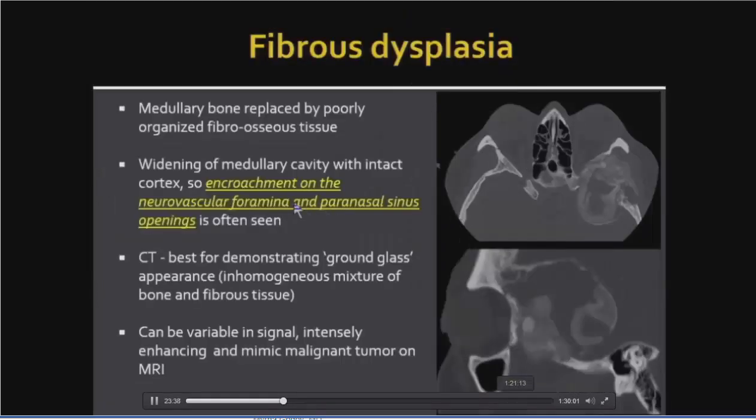And when you discuss a patient with fibrous dysplasia in your report, it's not sufficient to say this is fibrous dysplasia, end of case. If it is encroaching on important neurovascular foramina, you have to put it in your report. Is it encroaching on the optic canal? Is it involving some of the major foramina in the skull base? Because that's very pertinent for their symptoms.